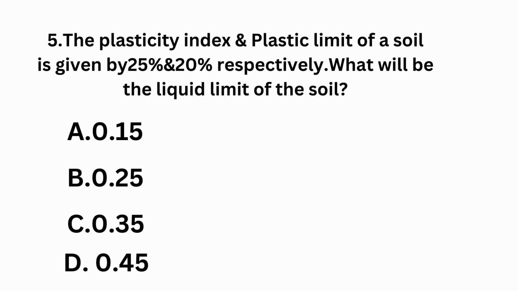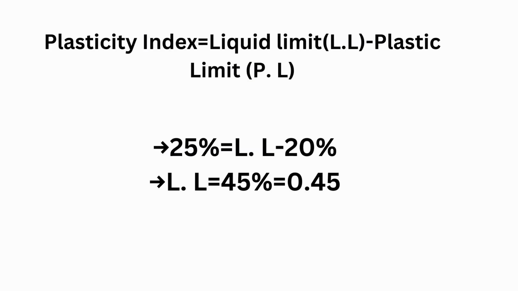Question number 5. The plasticity index and plastic limit of a soil is given by 25% and 20% respectively. What will be the liquid limit of the soil? Plasticity index is equal to liquid limit minus plastic limit. Liquid limit is the water content where the soil starts to behave as a liquid, and plastic limit is the moisture content at which fine grained soil can no longer be remolded without cracking. Here, the plasticity index is 25% and plastic limit is 20%. So, the liquid limit is 45% or 0.45.